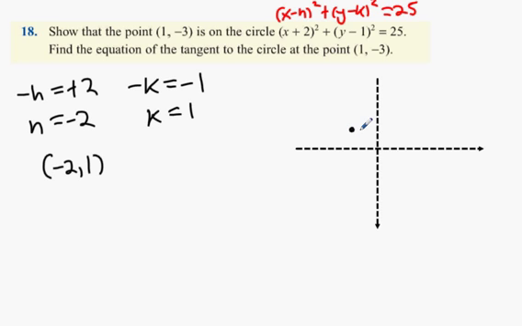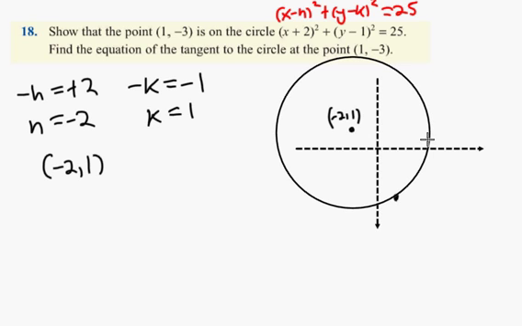Minus 2, 1. If you were to draw a quick diagram, where would minus 2, 1 be located? Across 2 and up 1. Okay, that's minus 2, 1. And where is the point 1, minus 3? Down 3, yeah. And then you have a circle. This is a bigger circle than what I've been looking at recently. There you go.